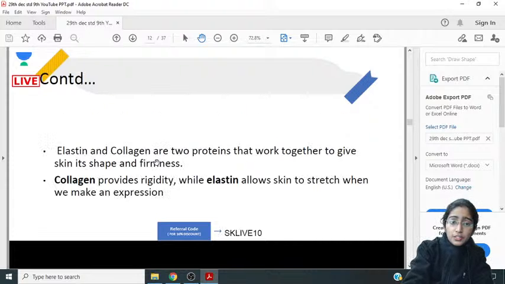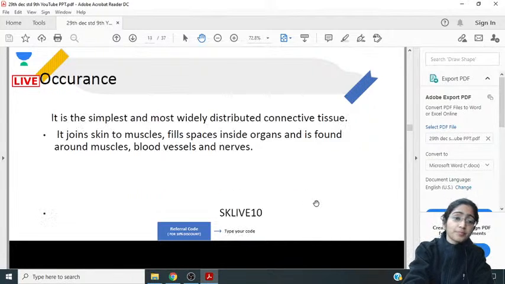Elastin and collagen are two types of protein that work together to give the skin its shape and firmness. What is the function of these two fibers that are present? These two fibers are basically providing the shape to the skin. Collagen provides the rigidity and elastin has the ability to stretch. Collagen doesn't have the elasticity property, but the yellow elastin fiber has the elasticity property that allows the stretching ability.